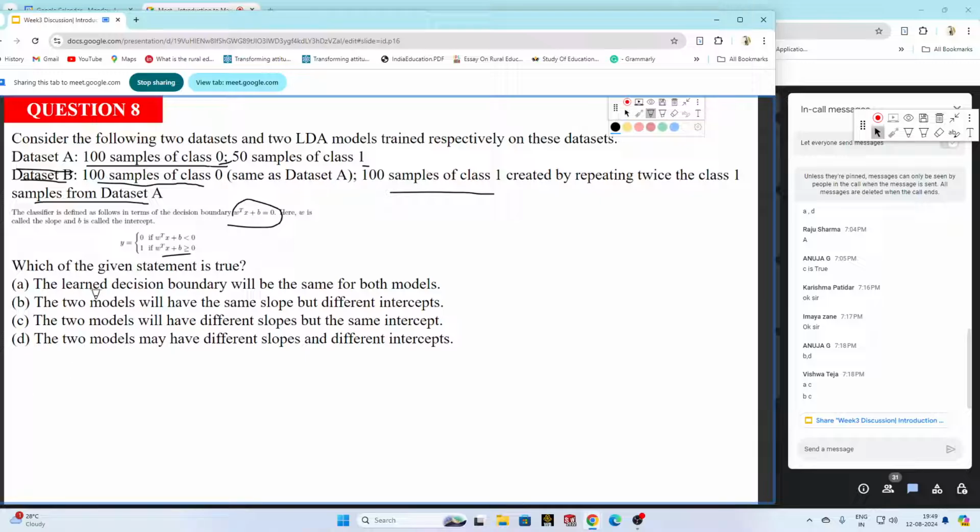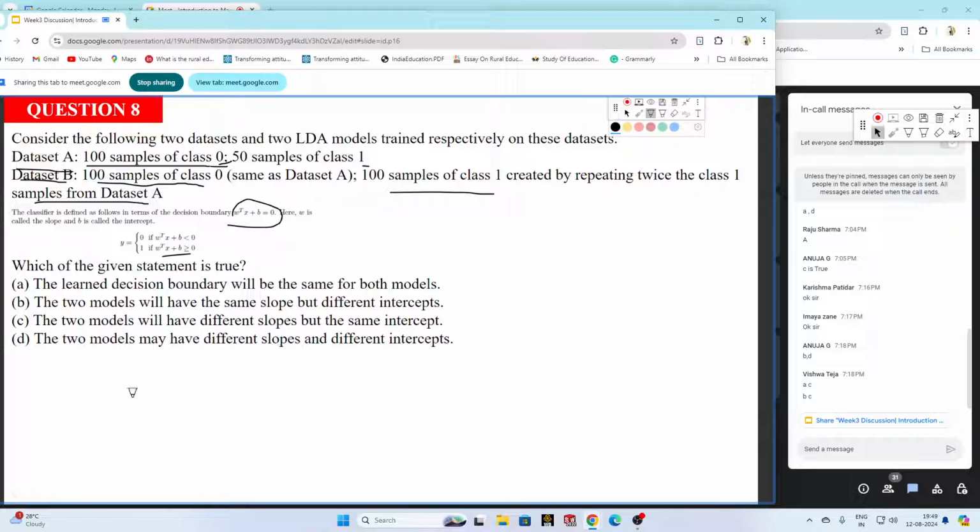And now they are asking which of the given statements is true. Option A: the learned decision boundary will be the same for both models. Option B: the two models will have the same slope but different intercepts. Option C: the two models will have different slopes but the same intercept.